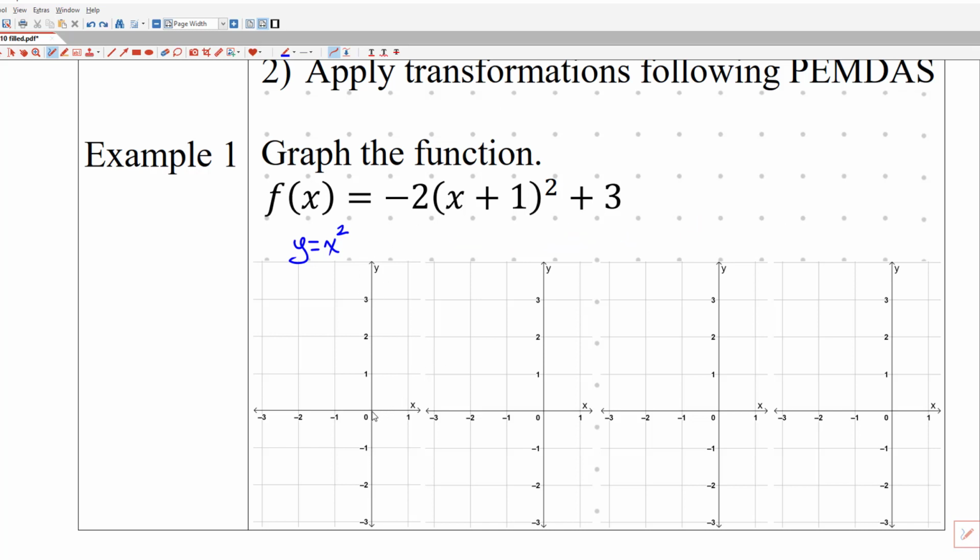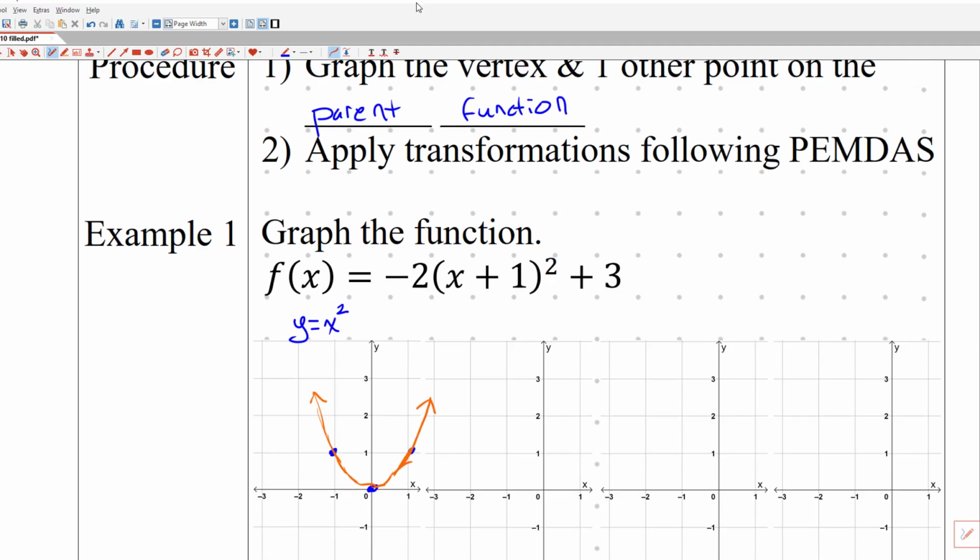And again, the parent function goes through the origin, it goes to 1, 1, it goes to negative 1, 1, and that's it. I only really need 2 points. I graphed 3. I went above and beyond, but it's not that hard, right? We have symmetry, and we know that the graph roughly looks like that. And we can put arrows at the top to say, hey, it goes on forever and ever. Perfect. So now let's graph the next thing using PEMDAS. I just did step 1, check. Now I'm on step 2, using PEMDAS.